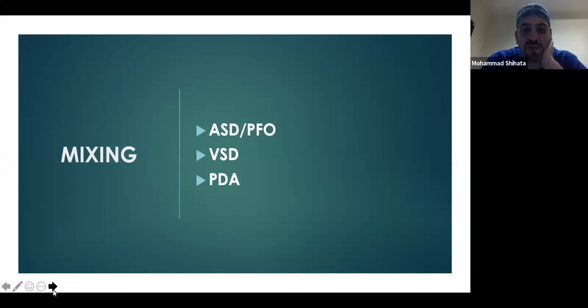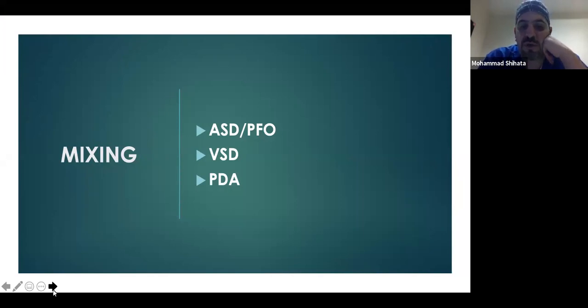The best source for mixing is an ASD or a good size PFO between the atria that allows for mixing of the oxygenated blood with the deoxygenated blood. Therefore, the systemic circulation gets some oxygen. And a lot of these neonates can sat up in the 80s if the ASD is big enough. The second level for mixing is the VSD.